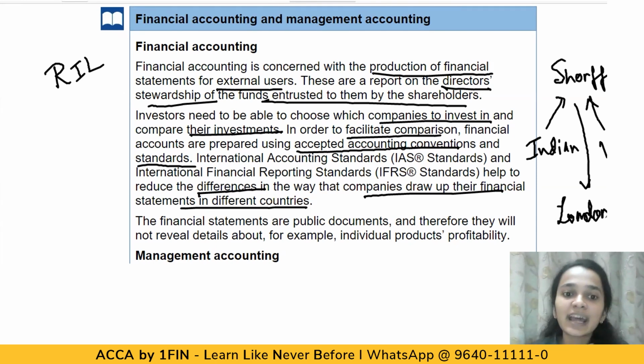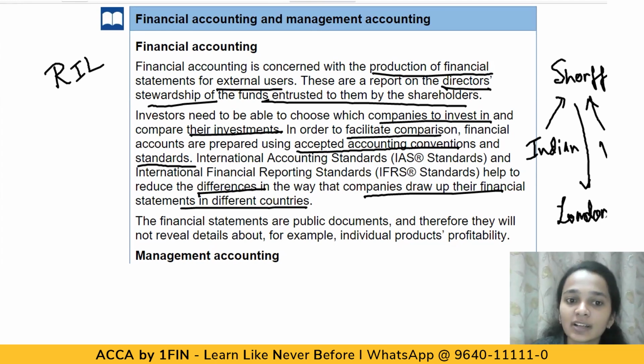That is why there is IFRS, that is International Financial Reporting Standards, which are basically followed by almost all the countries now, so that there's uniformity in how the financial statements are made. We'll learn about IFRS in detail in the next chapter. The next chapter, that is unit chapter 2, is where we'll talk of IFRS in detail.